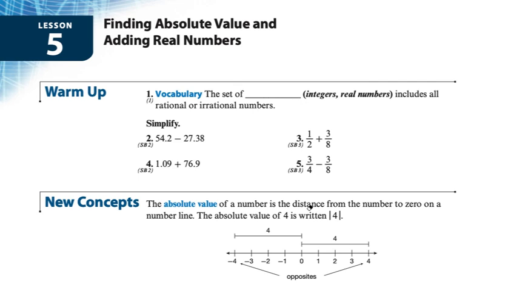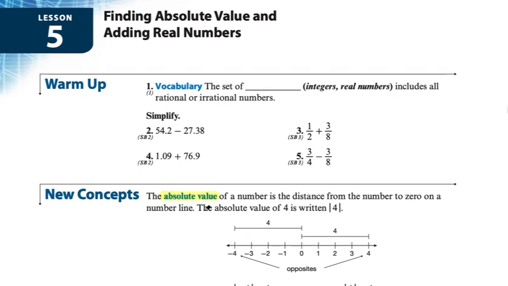Hey Saxon Math, Algebra 1, we're going to start with Lesson 5 in this video, and we're going to be talking about finding absolute value and adding real numbers. First of all, let's come up with some of the vocabulary terms that we're going to be using in this section. So the first term that's important to us is this idea of absolute value.